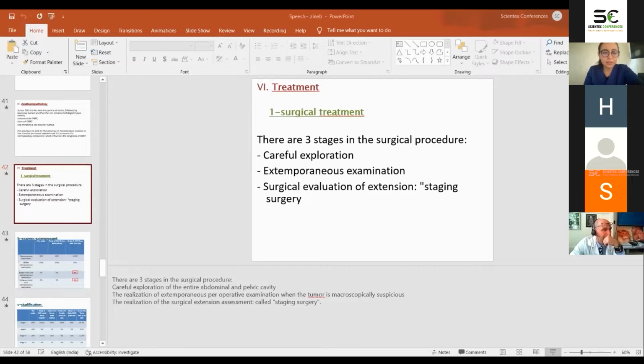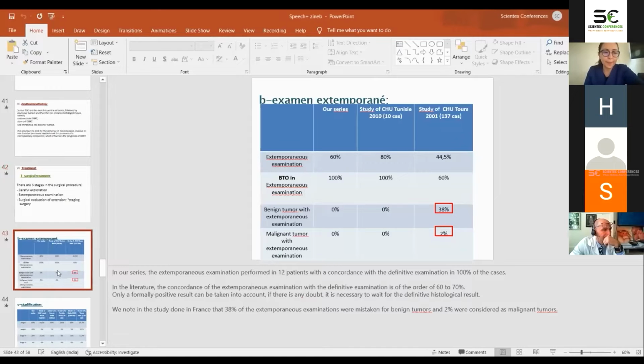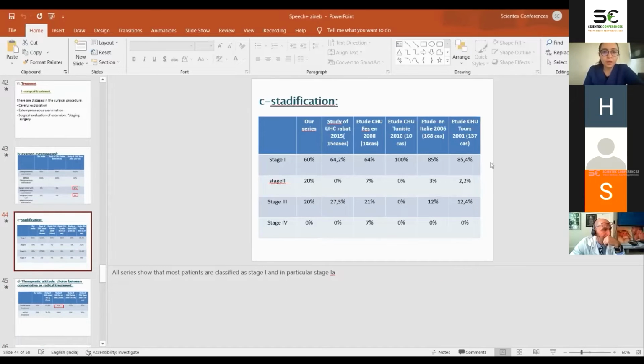Concerning the staging, all series show that most patients are classified as stage 1 and particularly 1A. Concerning the therapeutic attitude, especially the choice between conservative or radical treatment, there has been a considerable increase in the current use of extemporaneous examination in comparison with the study done on BTO in our department in 2008. No patient had benefited from a conservative treatment versus 40% in our study.